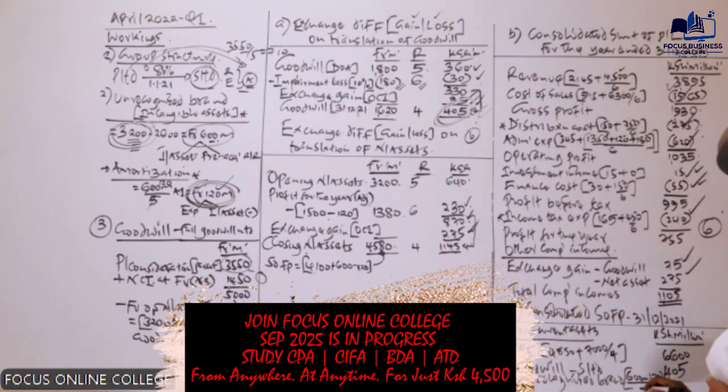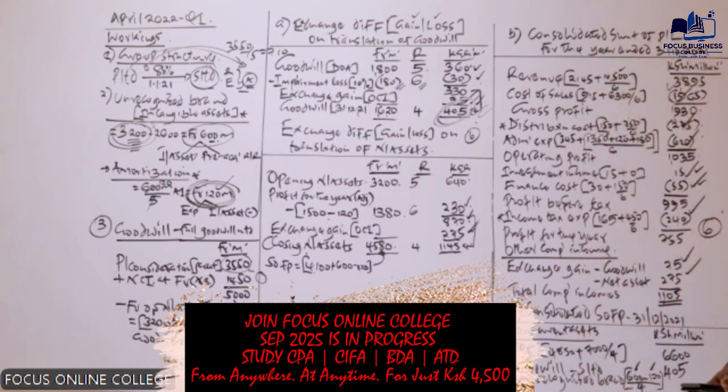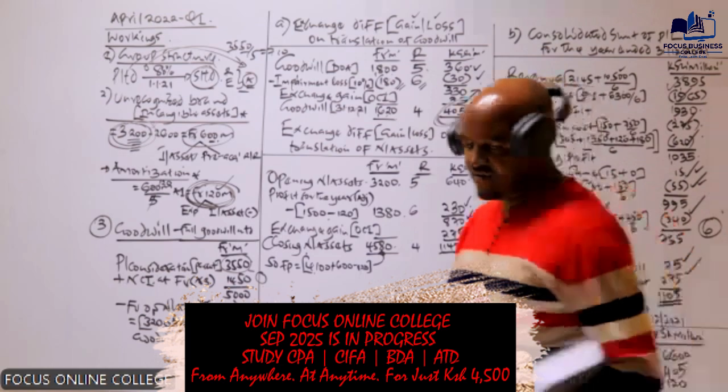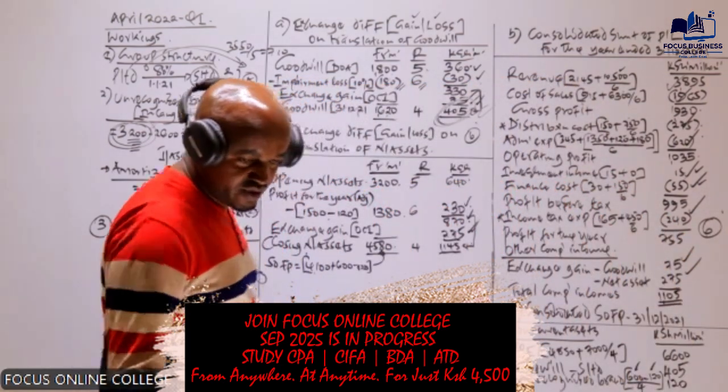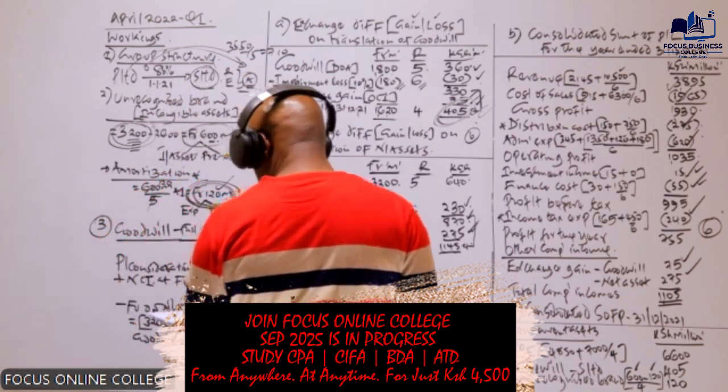We need to translate that using the closing exchange rate. I hope you can see what I've done. 600 minus impairment loss will give us 480, which will be the value for the unrecognized brand at the end of the year. But still in franc, we need to translate that using the closing exchange rate, which now will be 120, because it is 480 divided by 4, 120.